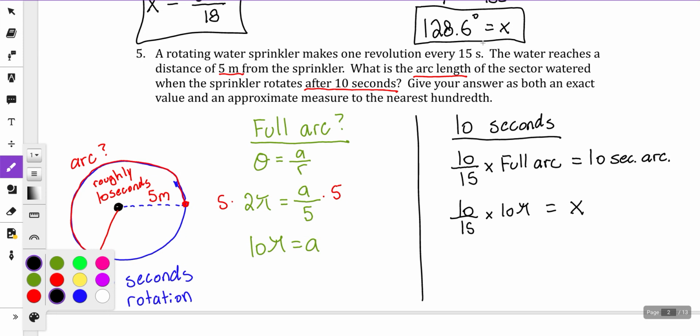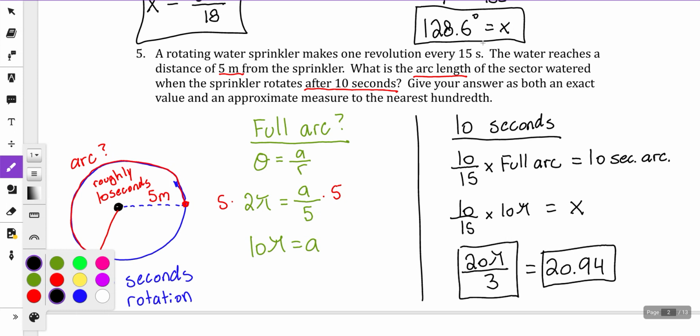You have to answer as an exact value and an approximate measure to the nearest tenth. So as an exact value, that's going to be 20 pi over 3. As a decimal, 20.9. It's 20.9? 20.94, I guess.